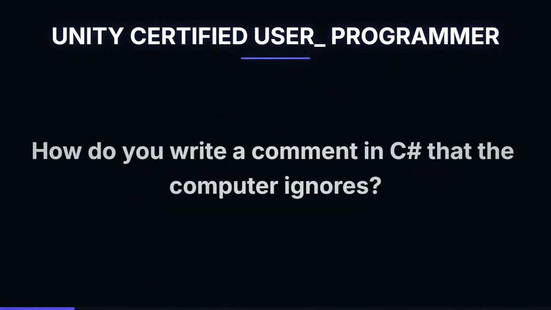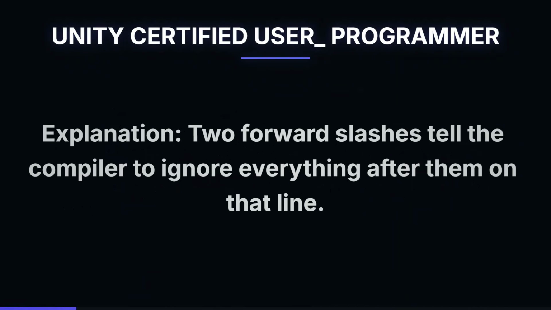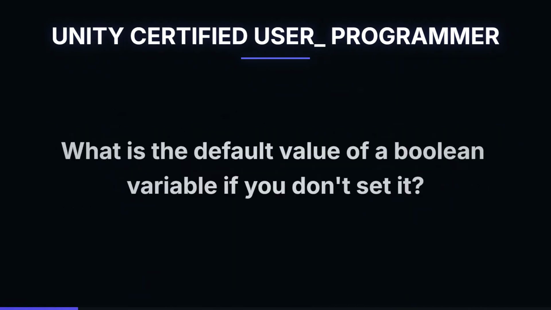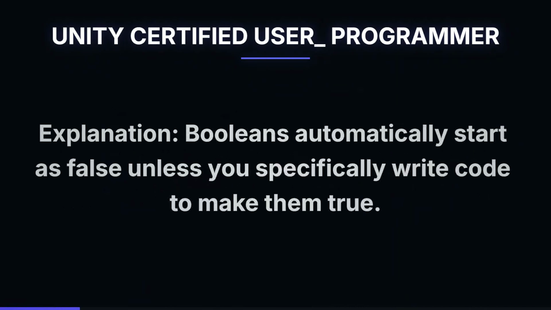8. How do you write a comment in C# that the computer ignores? Answer: comment. Explanation: two forward slashes tell the compiler to ignore everything after them on that line. 9. What is the default value of a Boolean variable if you don't set it? Answer: false. Explanation: Booleans automatically start as false unless you specifically write code to make them true.